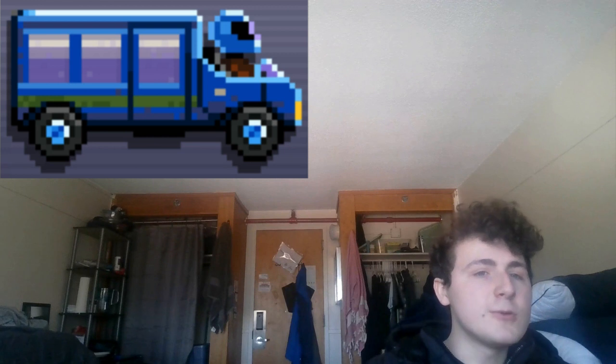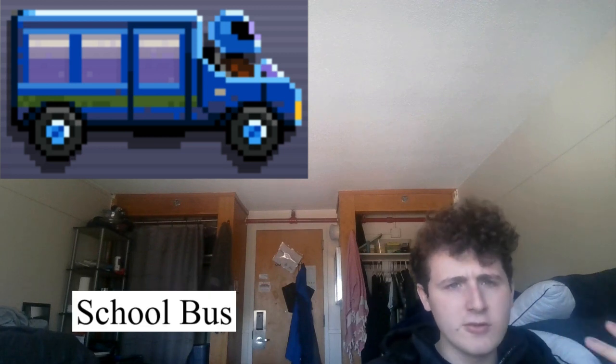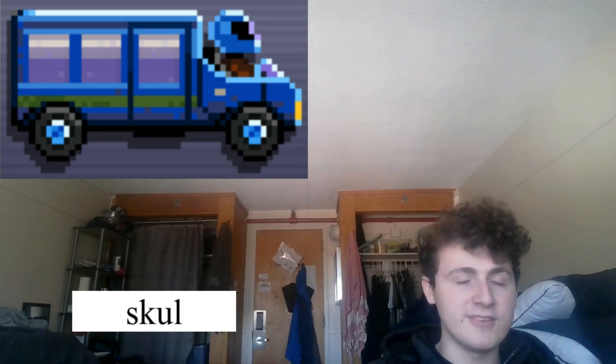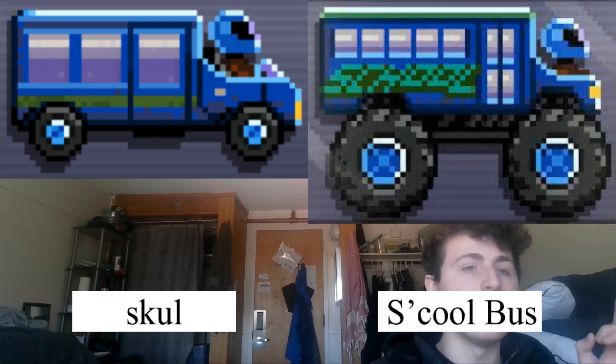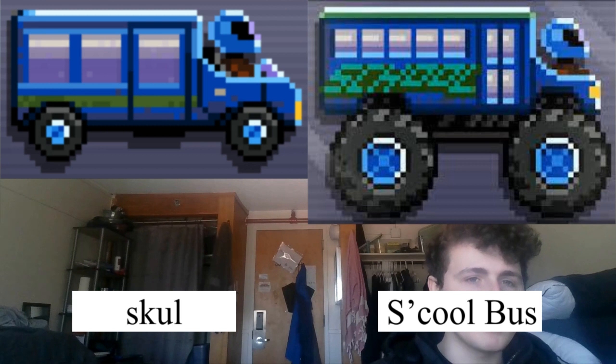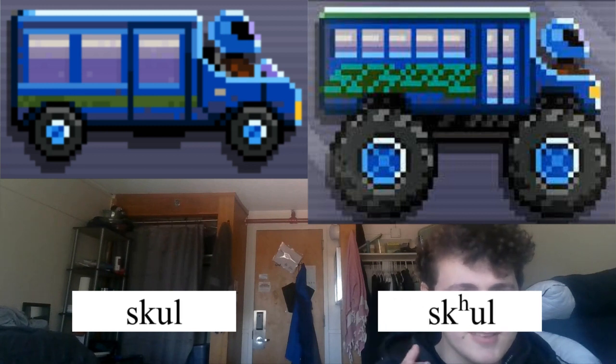So, this is one of the playable cars in the game, and it's called the school bus. That makes sense. And as we just learned, the k is de-aspirated. But here's another car in the game, the school bus. Now, the joke is that these two are pronounced the same, but they aren't. School is part of the same word, so it's aspirated, but cool is not, so it de-aspirates.